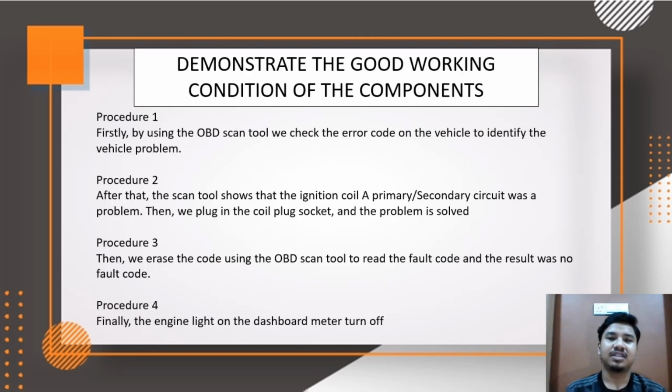Next, demonstrate the good working condition of the component. Procedure 1: by using the OBD scan tool, we check the error code on the vehicle to identify the vehicle problem. Procedure 2: after that, the scan tool shows that the ignition coil A primary or secondary circuit was a problem. Then we plug in the coil plug socket and the problem is solved. Procedure 3: erase the code using the OBD scan tool and read the full code, and the result was no fault code. Last, procedure 4: the engine light on the dashboard meter turns off.